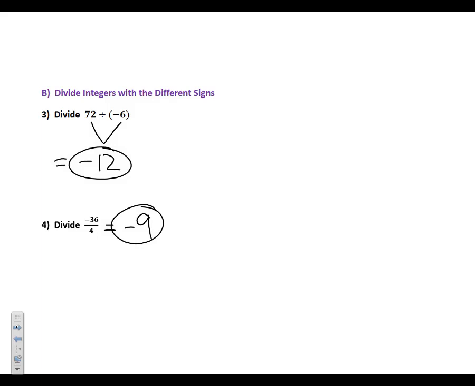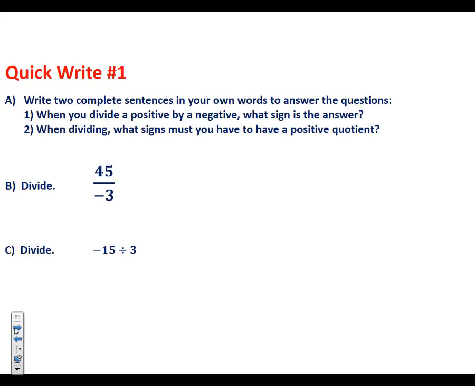Pretty straightforward. Ladies and gentlemen, you go to your first quick write. You have a little bit to do today, so you're going to have to pause this. You need to read it all, write it all down. You've got 2 sentences to write in quick write 1A, and then you have 2 quick problems for B and C.